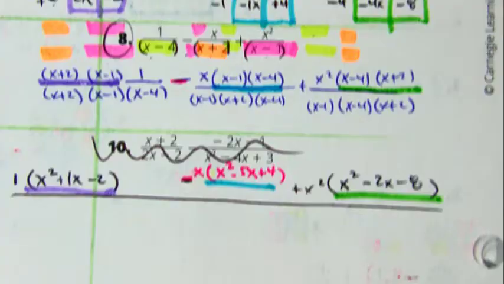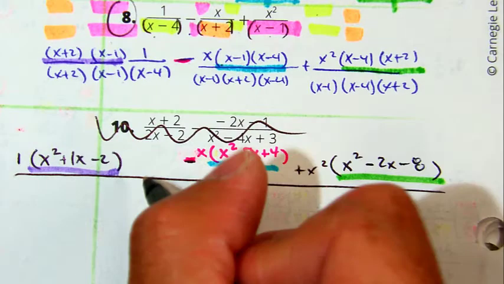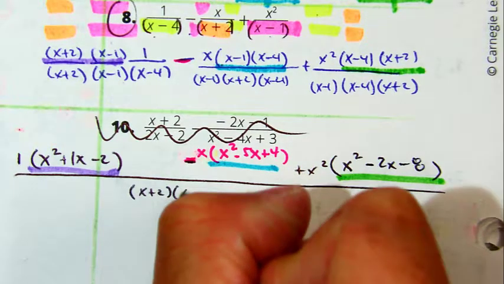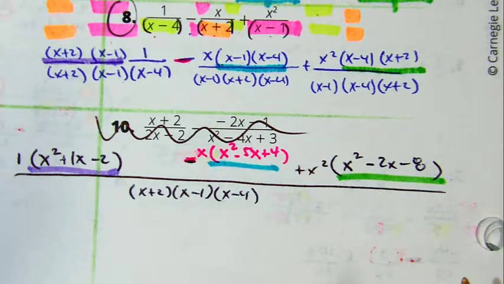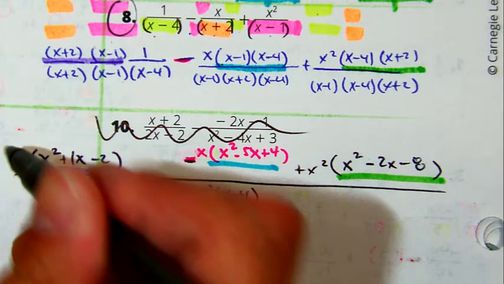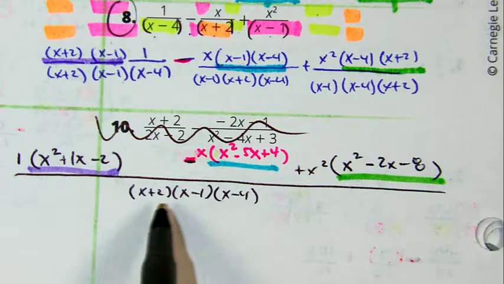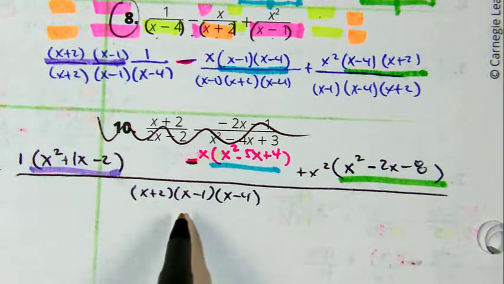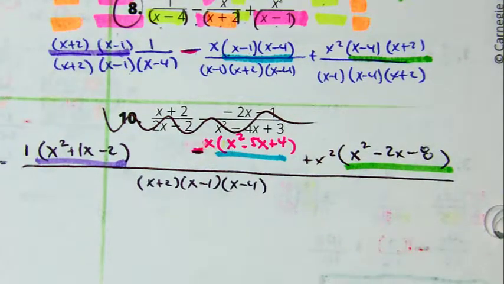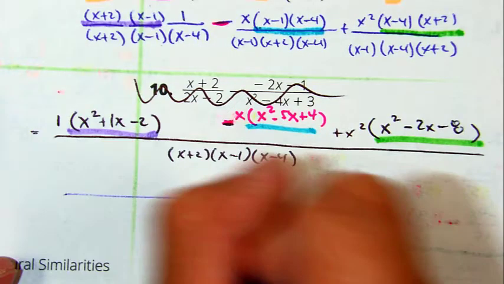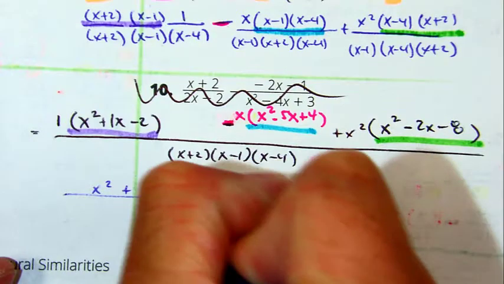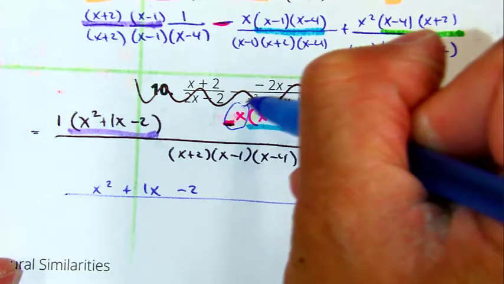All right. Now, they all have the same fraction, right? So now I have x plus 2, x minus 1, x minus 4. Class, does the order matter? No. Should you multiply? No. Leave it in those parentheses. Okay, we now need to distribute this negative. So I'm going to keep this one, x squared plus 1x minus 2. We're going to distribute that one, okay?